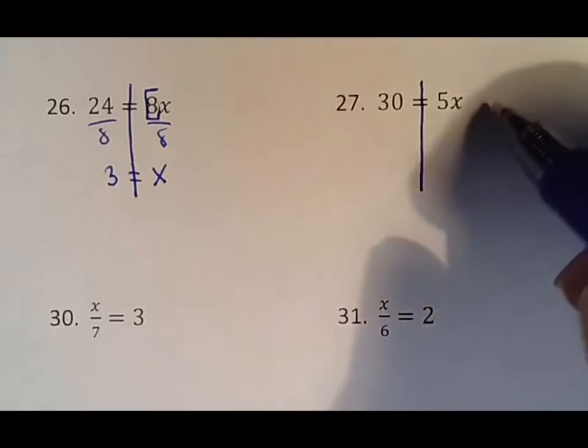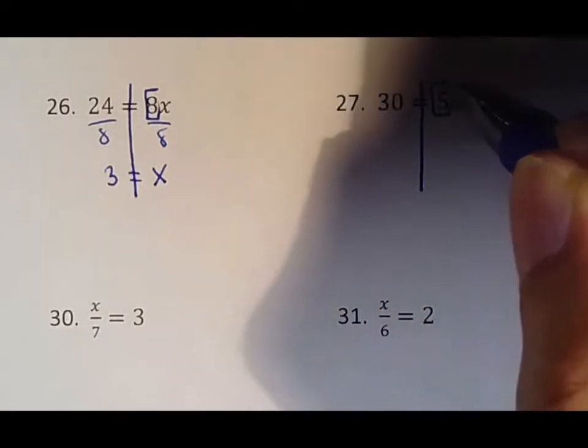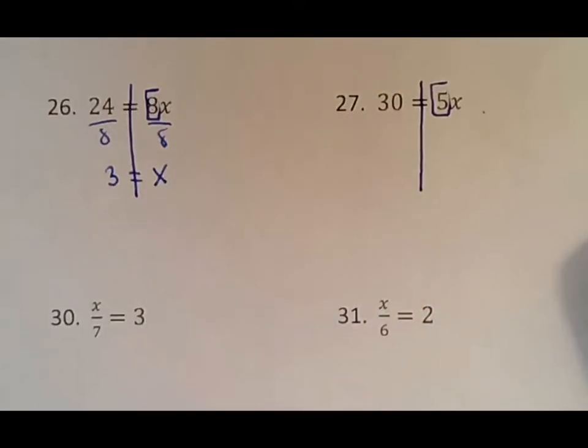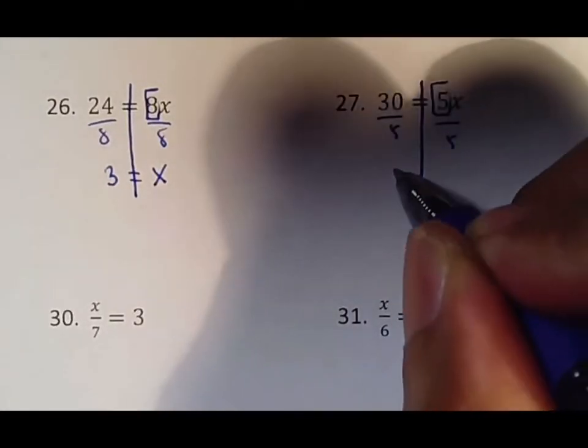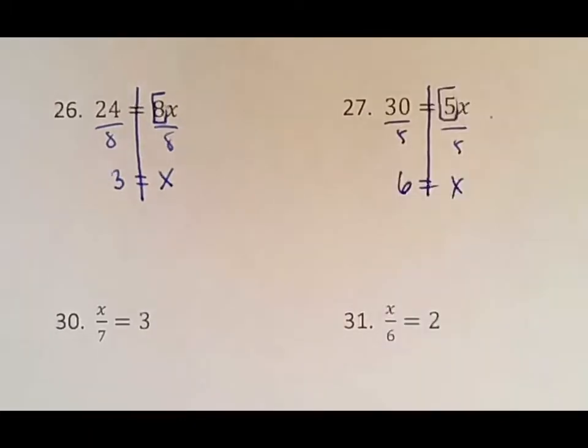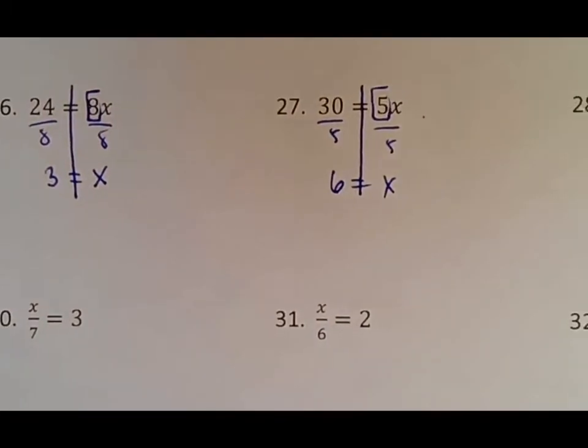X is over here. It's with a 5. That 5 is being multiplied. The opposite of multiplication is division. So we're going to divide by 5 on both sides. 30 divided by 5 is 6. Bring down your x. Everything is done.